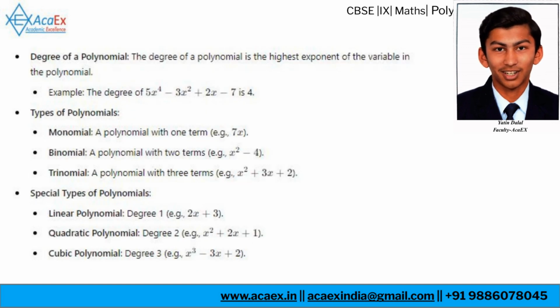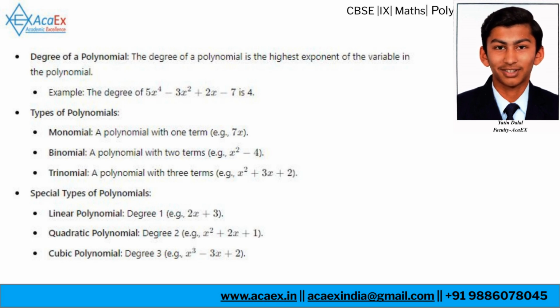Degree and types of polynomials. Degree of a polynomial. The degree of a polynomial is the highest exponent of the variable in the polynomial. For example, the degree of 5x to the power of 4 minus 3x squared plus 2x minus 7 is 4.